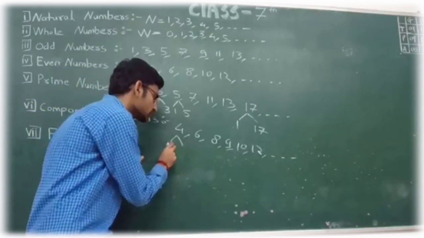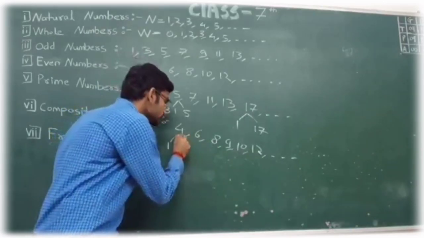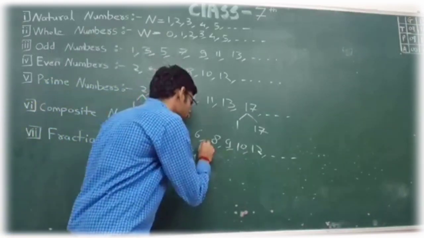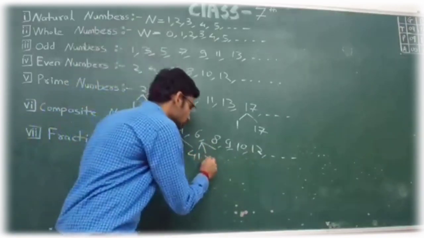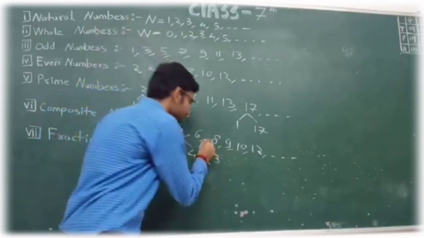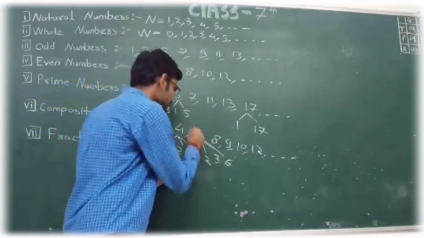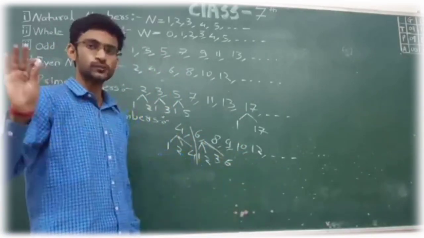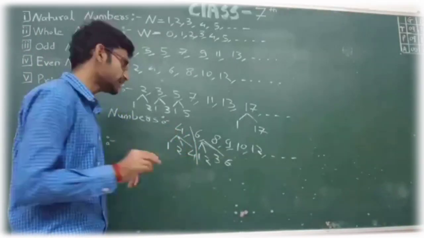So we can see that there are more than 2 factors. For 4, the first factor is 1, because 1 into 4 is 4. The second factor is 2, because 2 into 2 is also 4. The third is 4, because 4 into 1 is also 4. Second example, let's see 6. The first factor is 1 because 1 into 6 is 6. Second is 2, because 2 into 3 is also 6. The third factor is 3, because 3 into 2 is also 6. The fourth is 6, because 6 into 1 is also 6. You can closely see that there are more than 2 factors, so it is known as composite number.